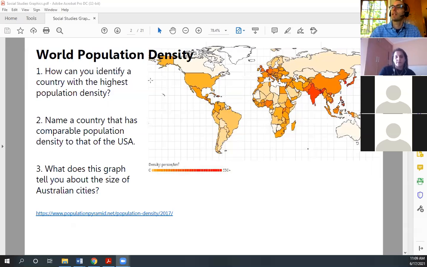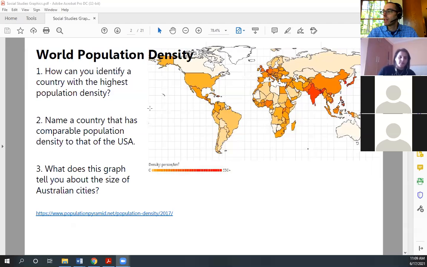Okay, so number one, how can you identify a country with the highest population density on this map? We kind of already said it. How would you identify it? The darkest color. Okay, the darkest color.